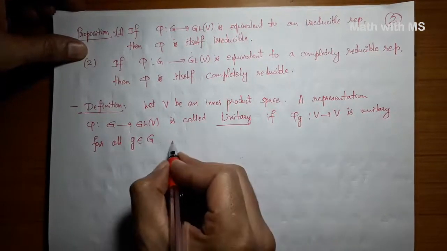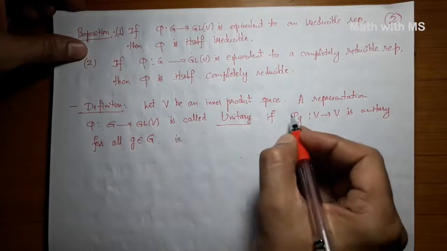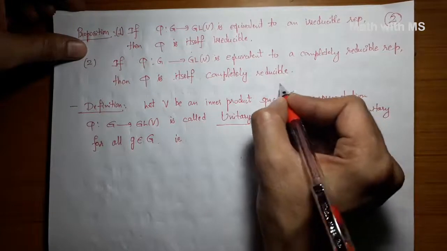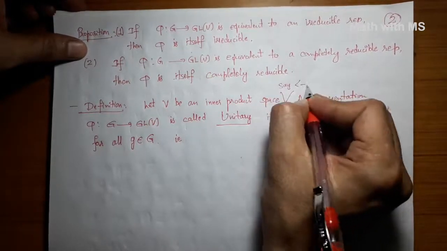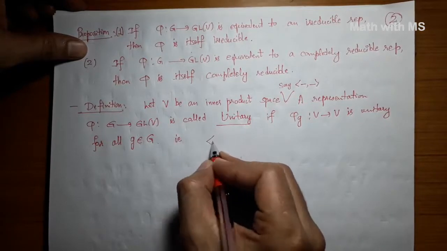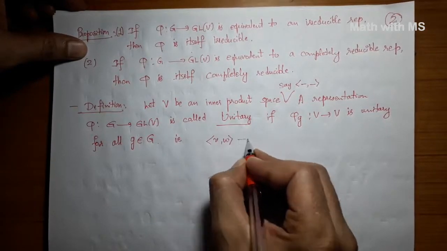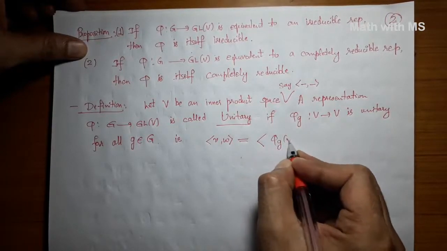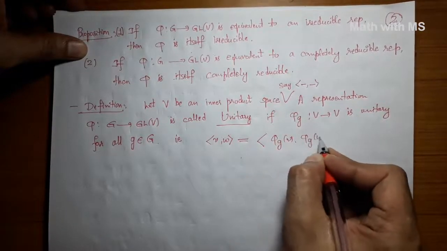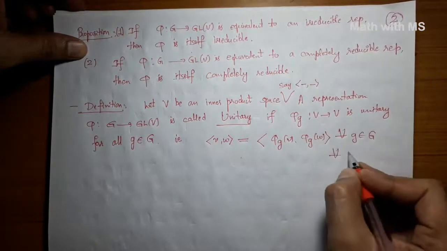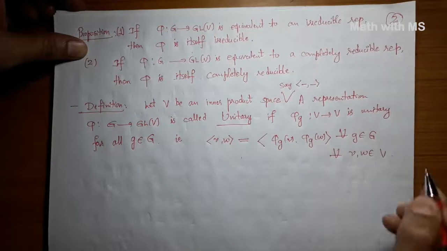So what is the definition of unitary? You may recall that it preserves the inner product. So let us say the inner product is written in the standard notation. That means you want the inner product of any two vectors v, w to be the same as the inner product of this transformation applied on those vectors, phi_g(v) and phi_g(w), for all group elements, and for all v and w in the vector space V.